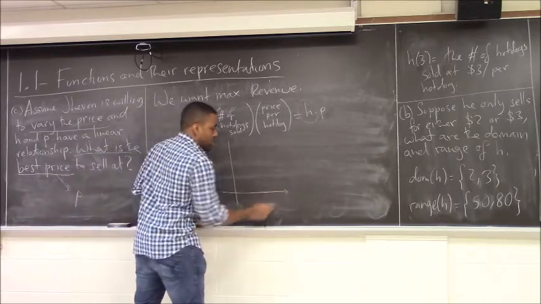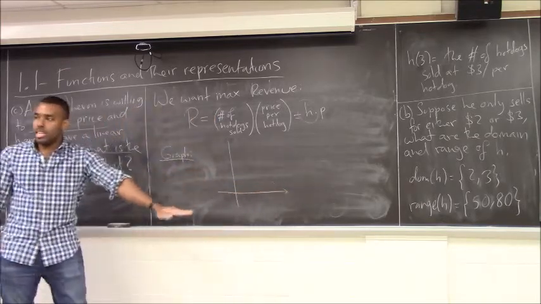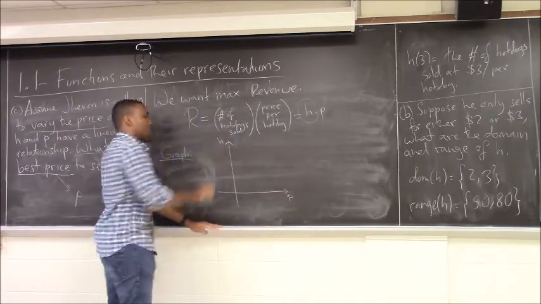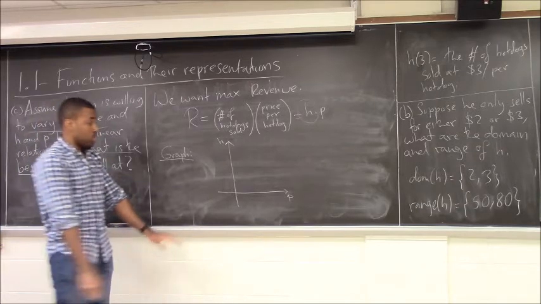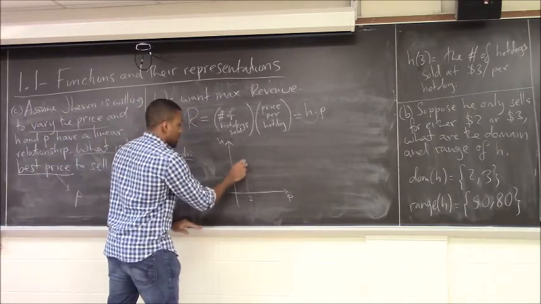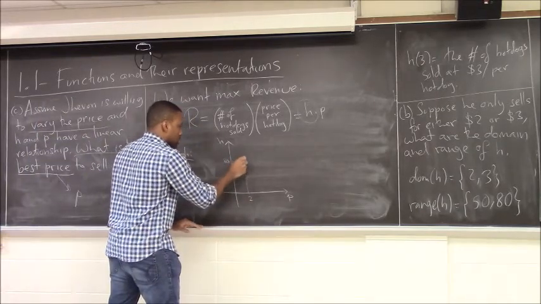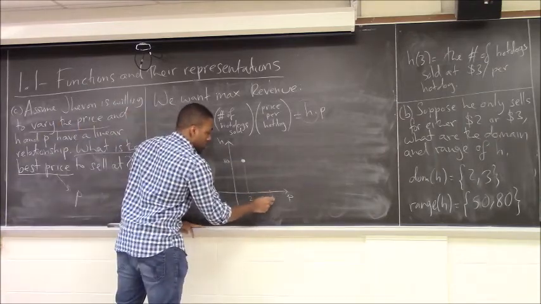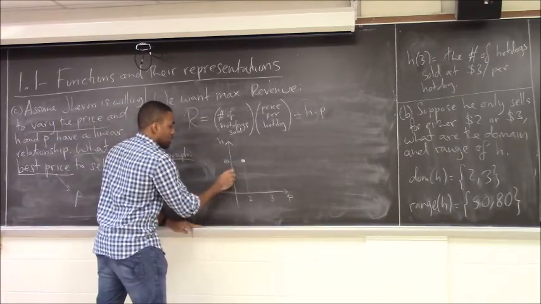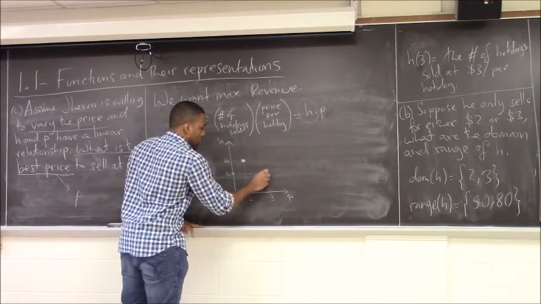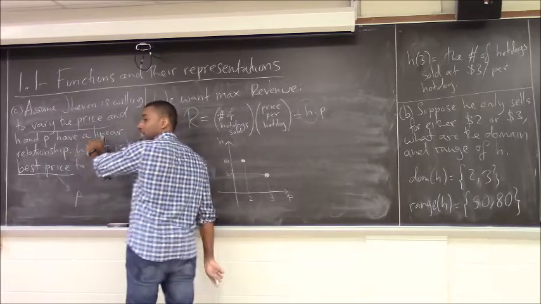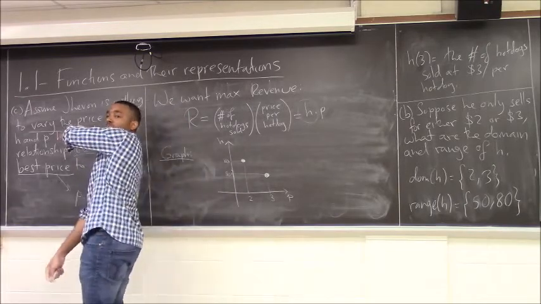And these are the two things I know. Remember, on the horizontal is always the independent variable that's represented by p. On the vertical will be the output, which is going to be my h. I know that when my p is 2, my h is 80. So that's one point on this function. I know that when my p is 3, my h is 50. That's another point on this function. I'm also told that they have a linear relationship. All that means is that they're connected by a straight line.